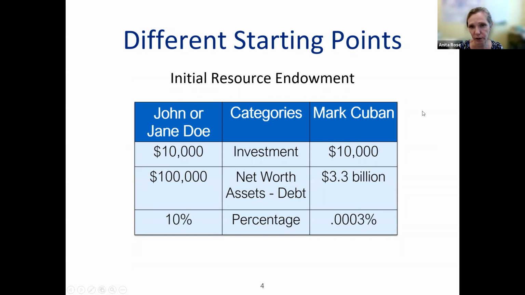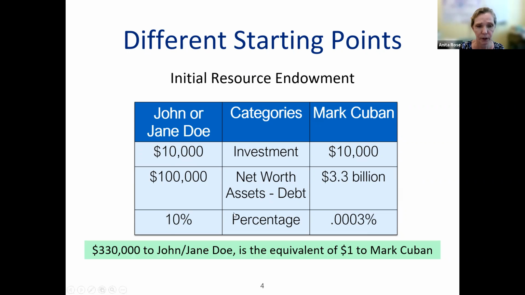So certainly there are different starting points. If you take the situation here, we have an example, John or Jane Doe, and they are investing 10% of their money. They have an investment of $10,000 and a net worth of $100,000. Whereas you look at Mark Cuban, if he's investing the same amount of money, $10,000, his net worth is $3.3 billion. His percentage is very small. All right, so we can see that there's a huge difference here.